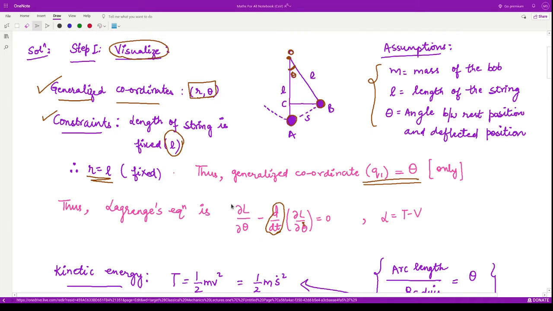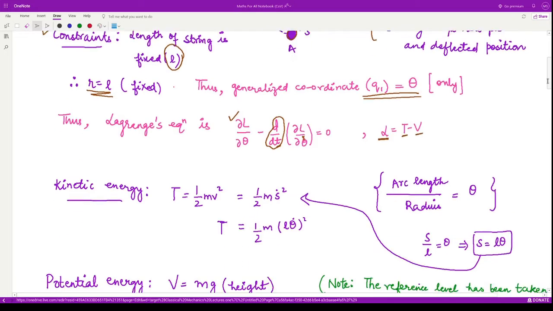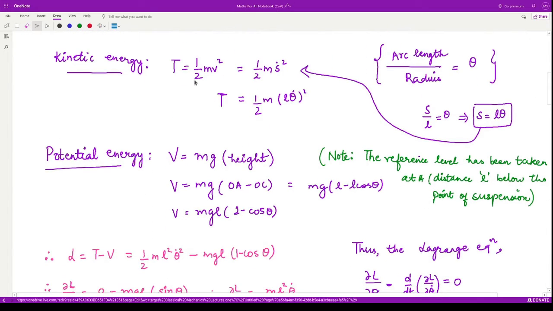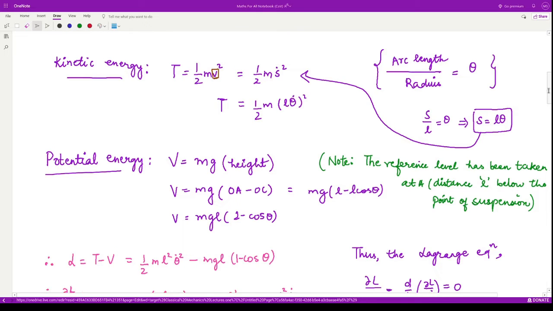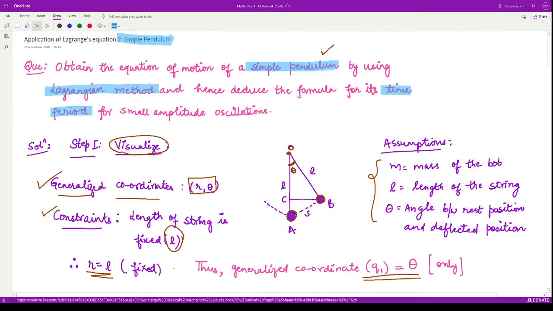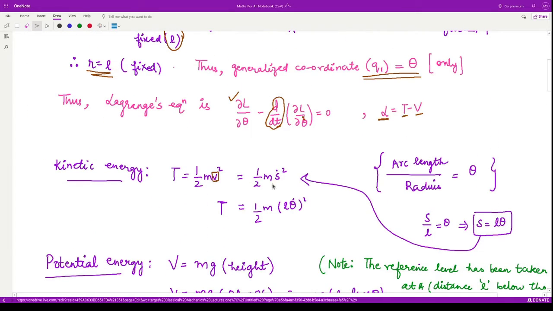Let us now calculate this L. To determine del L by del theta, we must know what L is. L is the difference of kinetic energy and potential energy. The kinetic energy for the system, as always, is given by half m v square. What is v? v is velocity, and that is the time derivative of displacement. Now you just see your bob initially was here at the point A, and it has now moved in this direction to the point B. So what distance has it covered? The distance S has been covered. So here we would have S dot square.